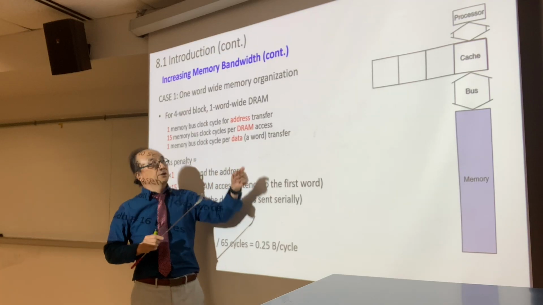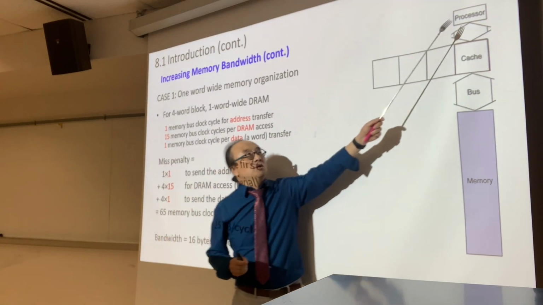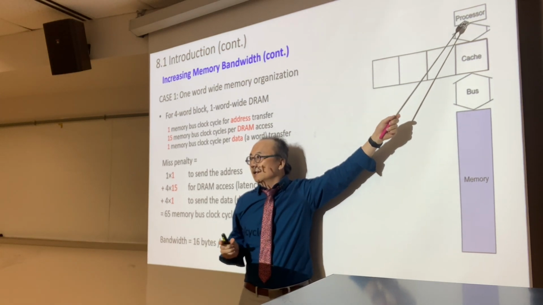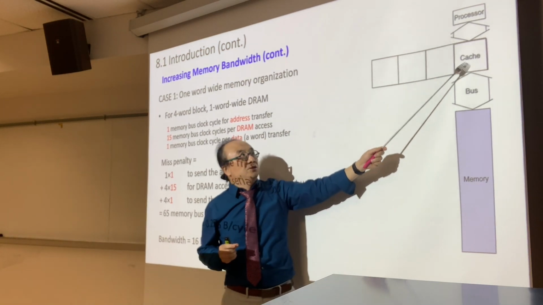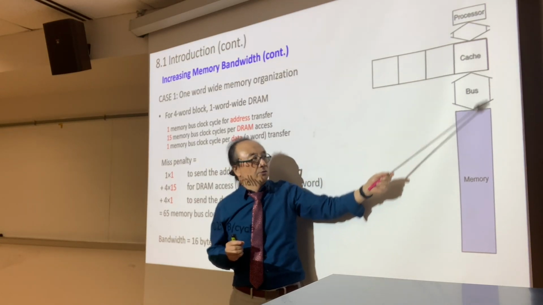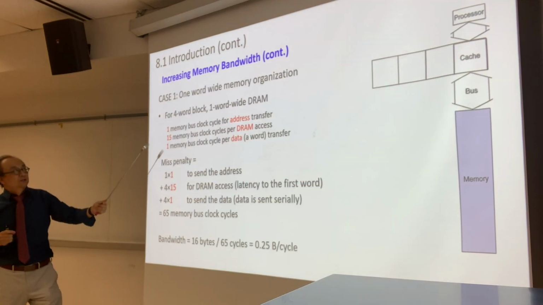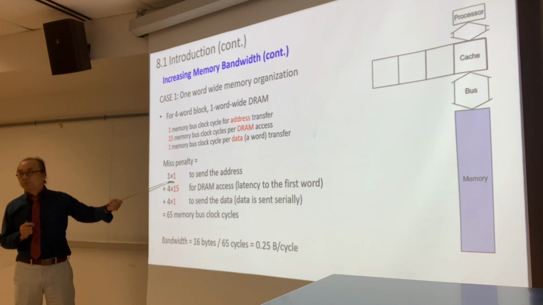Regardless of those scenarios, the miss penalty is going to be only 1. Why? Because from the processor, I'm going to send my address to the cache. If I got it, I got it. If I don't get it, we need to go down. So I need to send my address only 1 time. That's the 1 memory clock cycle penalty.